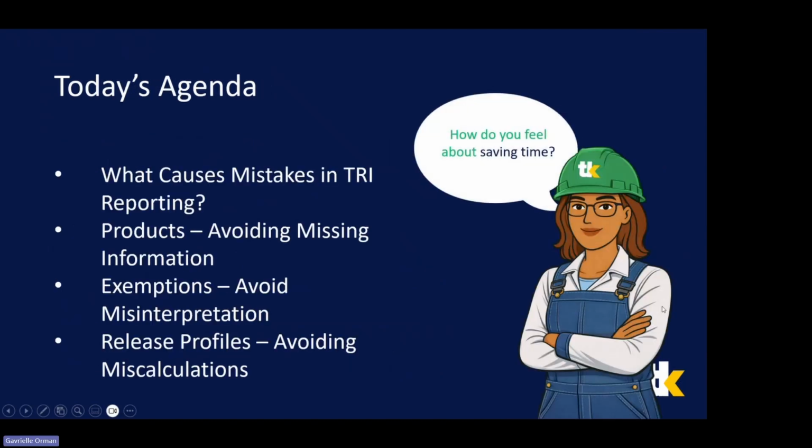Today, we're going to talk about what causes mistakes in TRI reporting. We'll go through products and avoiding missing any information. We'll talk about exemptions and how to avoid misinterpreting any exemptions. And then we'll close on talking about release profiles and avoiding miscalculations.